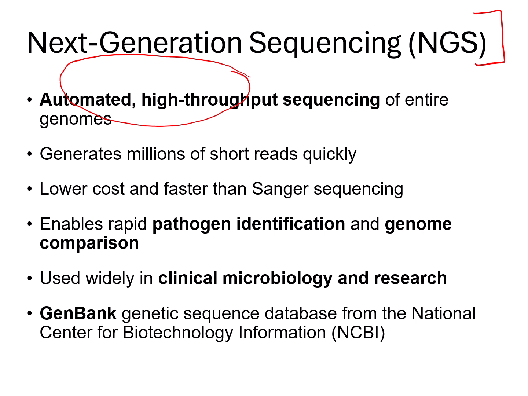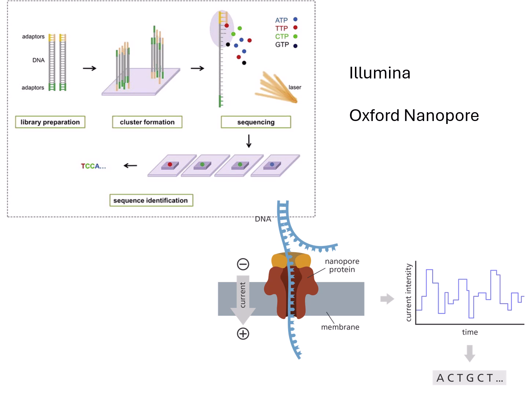It's faster, cheaper, and it's commonly used in clinical microbiology for pathogen detection and genome comparison. And this really allows us also to store a lot of genetic information and share it in databases like GenBank. So GenBank is a genetic sequence database that is publicly available, and it's at the NCBI, or National Center for Biotechnology Information. It allows us to compare what we get from our NGS results to what we already know, what's already out there.